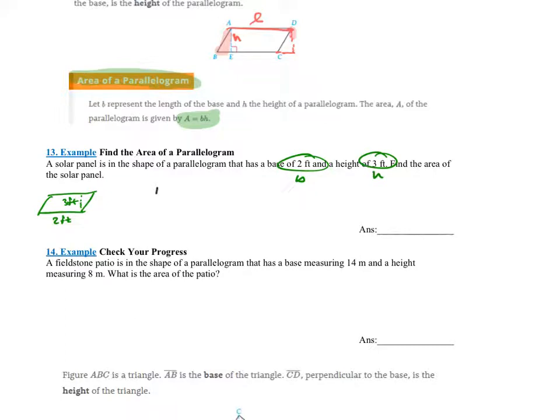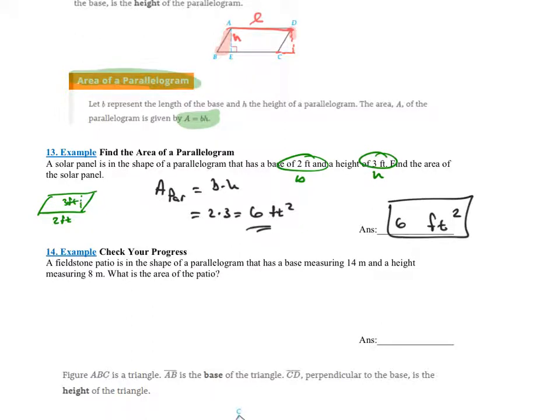We know we're trying to find the area of a parallelogram, so I'll just put A of par, and we know that that is the base times the height. Again, this is area, so it's going to be whatever our unit is, which is feet squared. So without doing any math, I've labeled the variables, I've written the formula, I've labeled my answer. Now let's do the math. The base was 2, the height was 3, 2 times 3 is 6. Again, that has to be our unit squared, so that's going to be 6 square feet, or 6 feet squared.